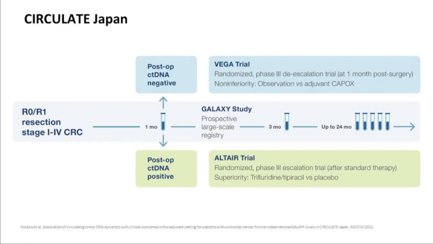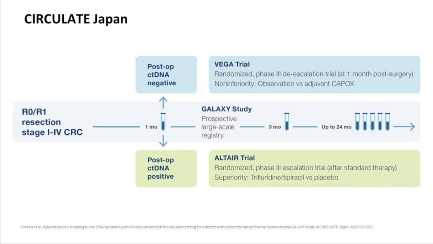And finally, I think I'm going to hand this back over to Dr. Botta to talk about Circulate Japan, which is a particular kind of three-phase trial, looking at another prospective trial, looking at a large-scale registry. Dr. Botta? Yes, thanks so much.